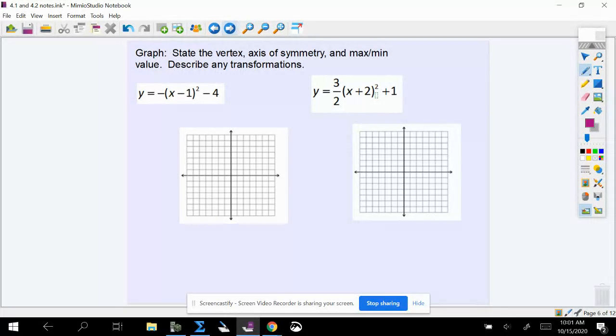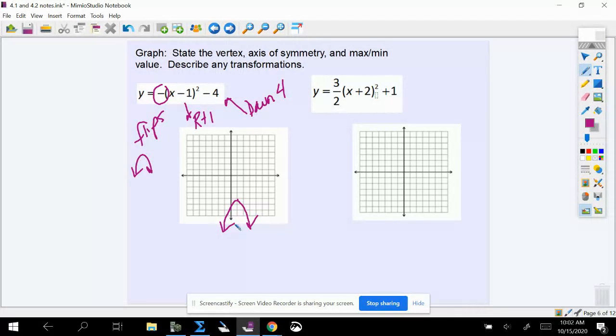This first one has a negative in front. That is going to tell me that it flips, meaning it's opening downwards. It's going to look like that. It also goes right 1 space, and it also goes down 4 spaces. So from my picture, I'm going to go right 1, down 4, and get my vertex. It's upside down. I do not care how detailed you do this graph as long as you draw it upside down.